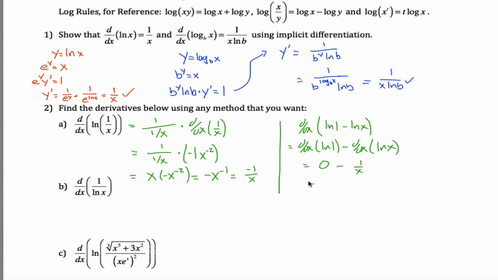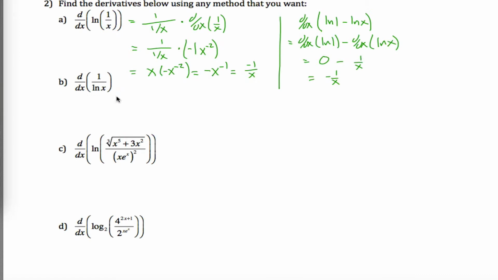So I end up with the exact same answer that I had over there, that it's equal to negative 1 over x. All right, what about 1 over the natural log of x? A few ways you can do this. I think I prefer to do this using the chain rule.